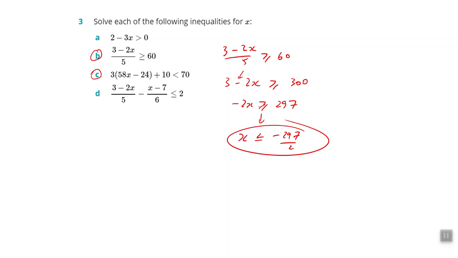All right. For part C, you just simply expand the brackets. So 3 times 58 would be 174. 3 times 24 would be 72, plus 10 is less than 70. Now let's move all the numbers to the other side. So this goes over there and this goes over there. So 70 minus 10 is 60. 60 minus 72 is minus 12.